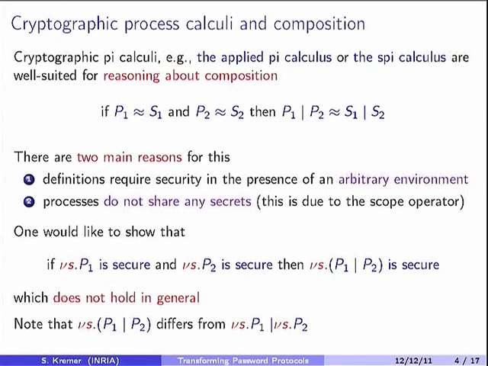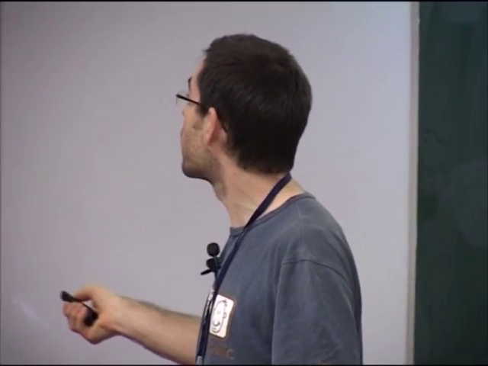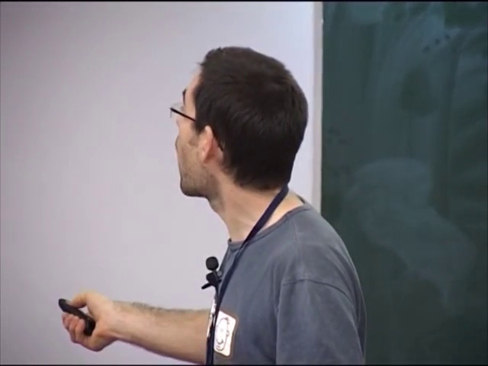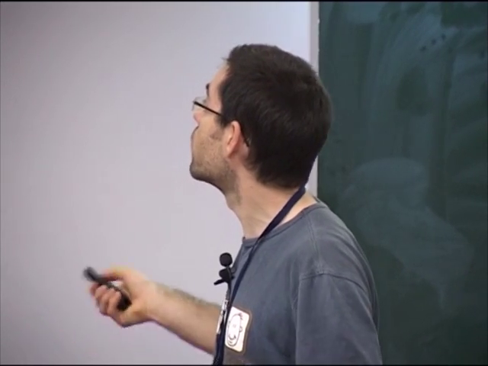So for instance, to be more precise, if I have new S P1, meaning that S is a secret used in P1, which is under a given scope, is secure, and new S P2 is secure, then I would like to conclude that new S, which is now shared between these two protocols, P1 P2, is secure. And this is not true in general, because when I'm going under the scope operator, this is not anymore a process which is executed really in parallel. It's not a context anymore.